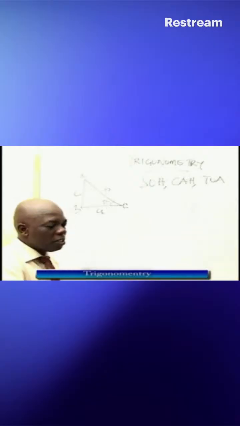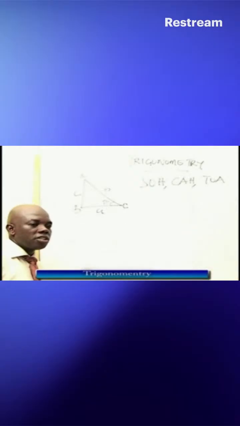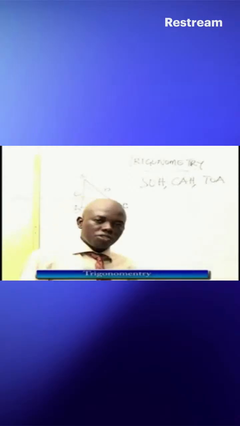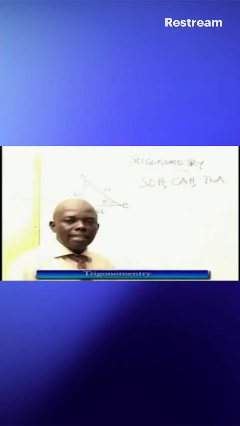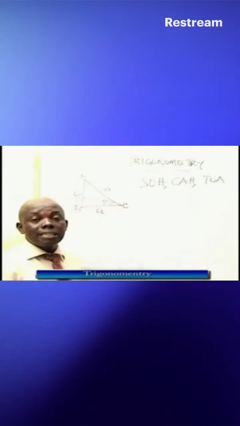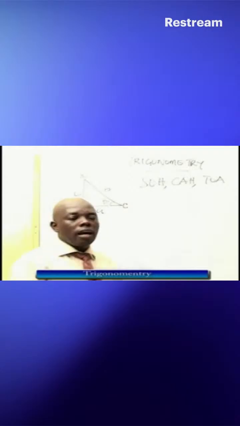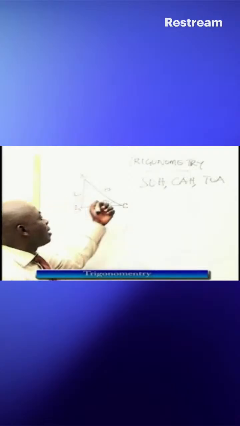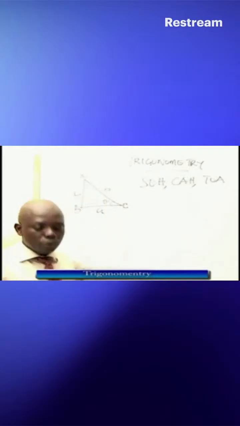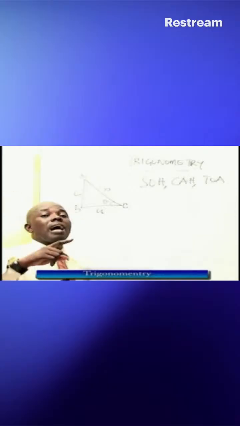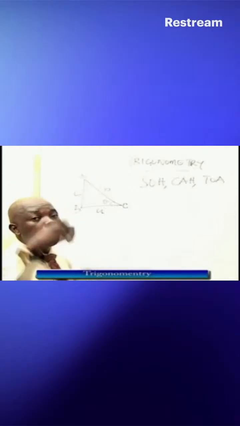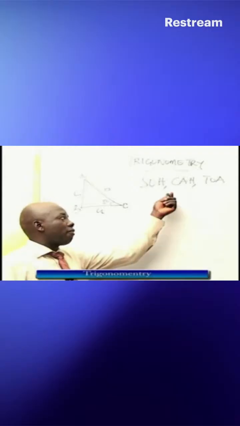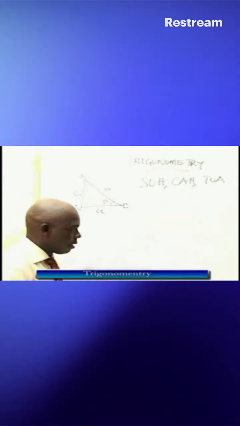Let me repeat it. There are situations where you have two sides, one angle. There are situations where you have two angles, one side. There are situations where you have all the three sides, no angles. In such situations you can use the sine and the cosine rule. But in a situation where you have only one angle and one side, that is when you now have to deal with SOH CAH TOA. What do we mean by SOH CAH TOA?